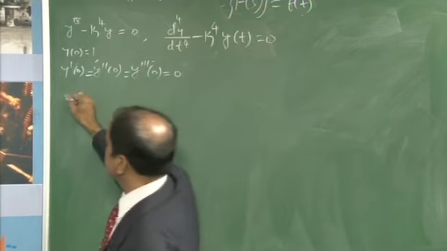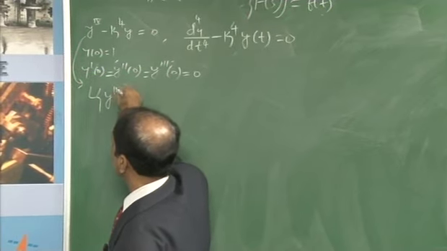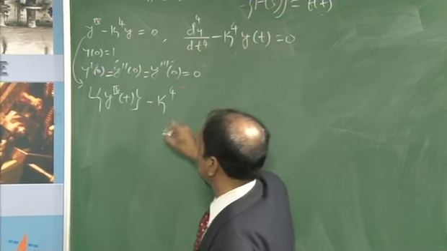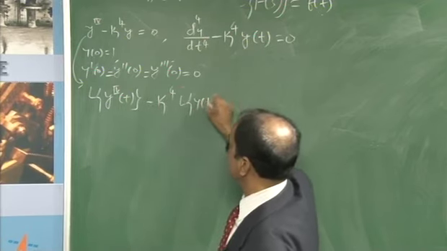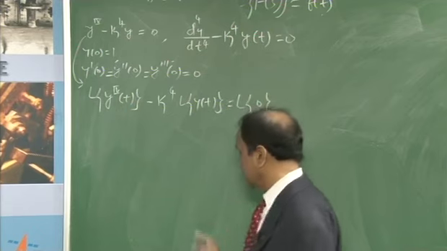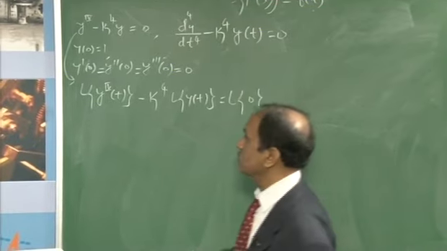Then you take the Laplace transform: y to the power of fourth order derivative minus k to the power of 4 y, you can put it outside, and L of it is y(t), and the right side it is L of 0. Then on the left side, the first term is a fourth order derivative.